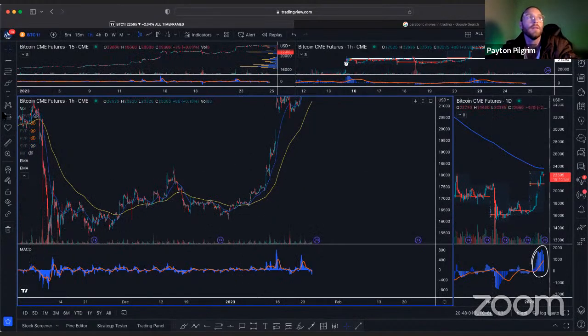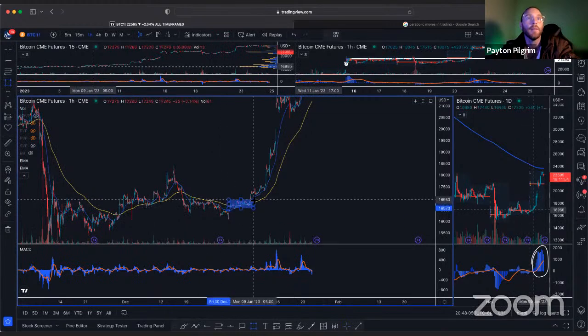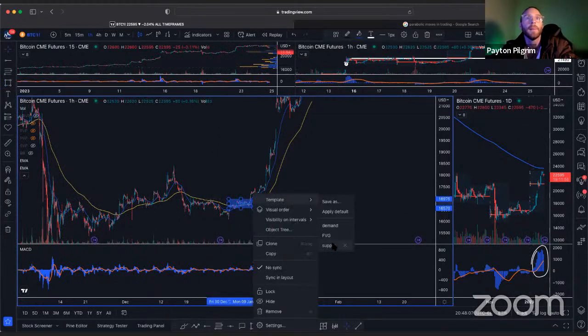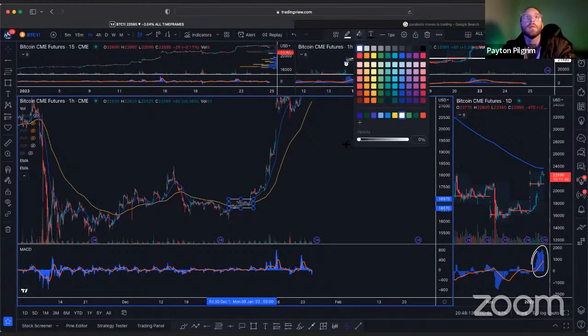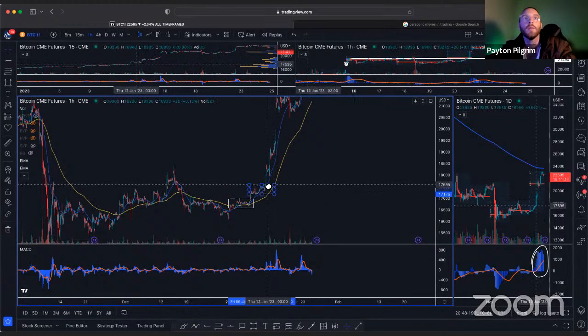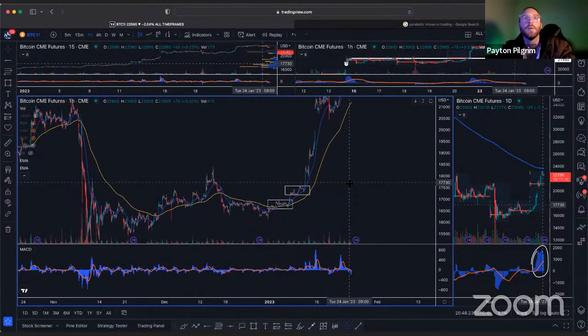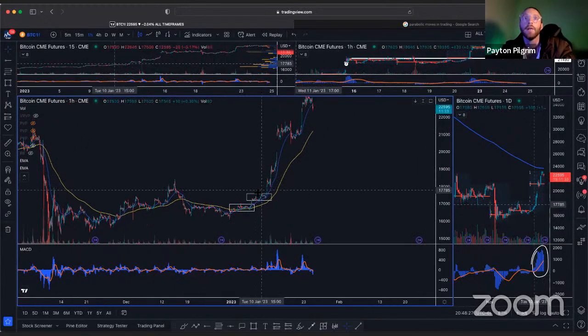Let's delete these, and to me it looks like we have a base here. And let's make this white and make this see-through. 1. This would be the second one. 2. I can tell you this is definitely one up here.